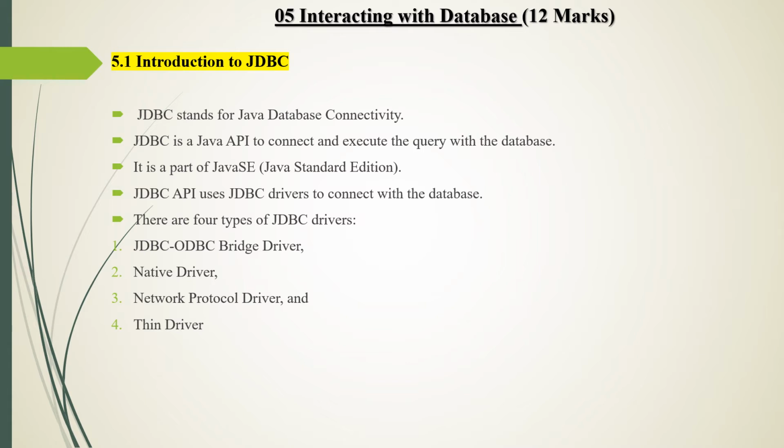So we can say that before JDBC, ODBC was in use, and ODBC is Open Database Connectivity, which is written in the C and C++ language. Okay, and C and C++ are platform dependent languages. So it is quite difficult to manage all the activities. But when JDBC came, it was simpler than ODBC.